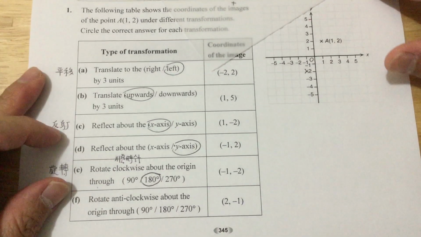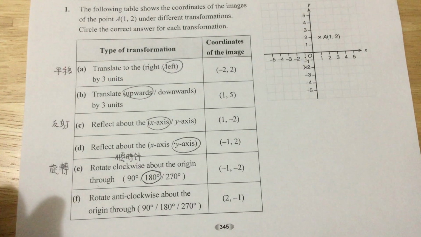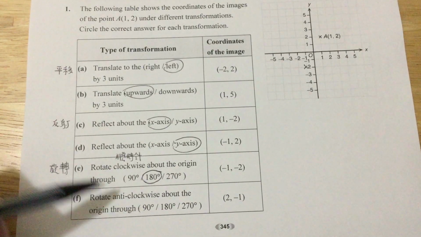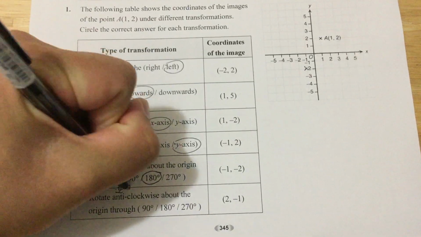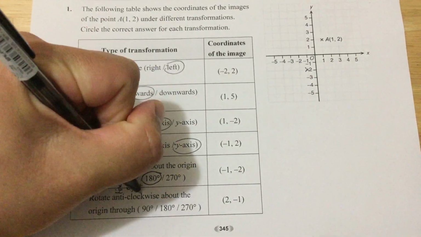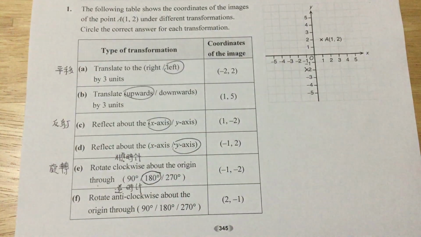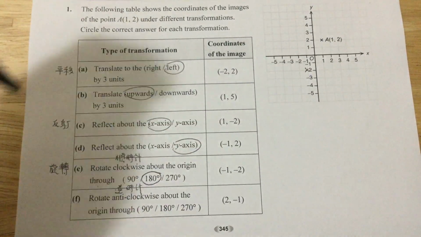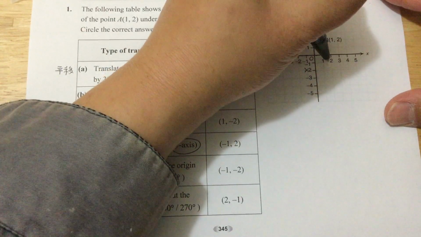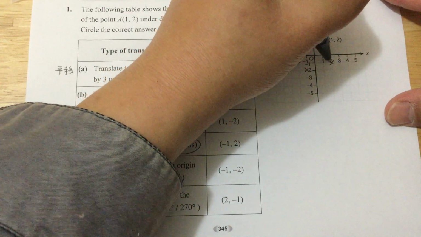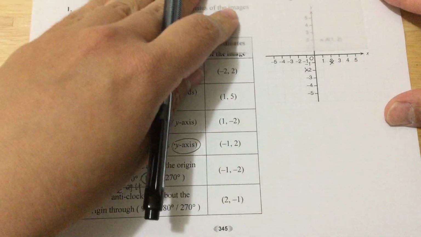Okay, this is part E. Now what about we go to part F? This time is rotate anti-clockwise. In Chinese, this one is called 逆時針. That means you will go back from the clock. So first of all, once again, this time is (2, -1). Let's draw it here. This is (2, -1).